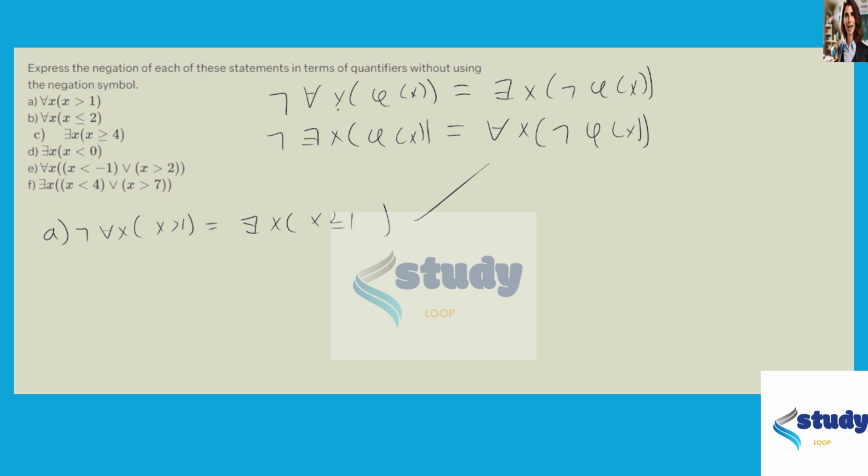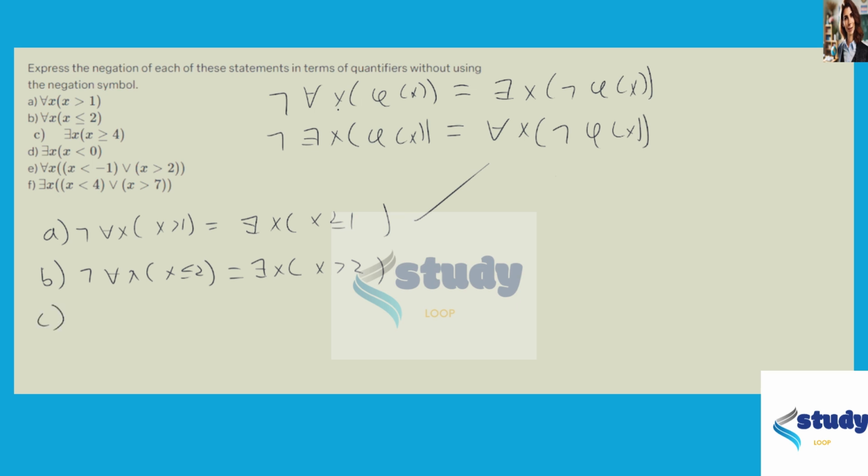And there we go. For part B, our statement is for all x, x is less than or equal to 2. When we negate that, it means there exists an x such that x is not less than or equal to 2, and if x is not less than or equal to 2, x must be greater than 2.